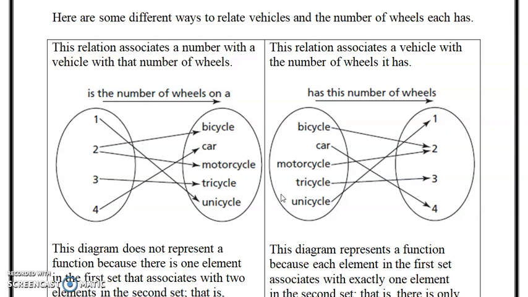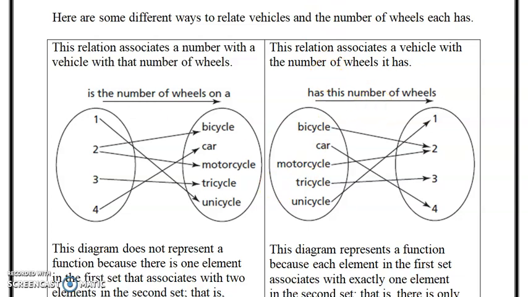The relationship associates a vehicle with the number of wheels in the second column. So a bicycle has 2 wheels. A car has 4 wheels. A motorcycle has 2 wheels. A tricycle has 3 wheels. A unicycle has 1 wheel. So which one represents a function? This is what we're trying to develop here.